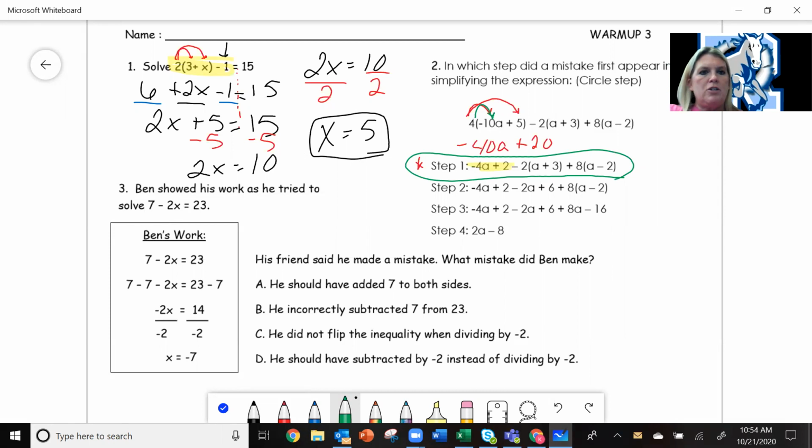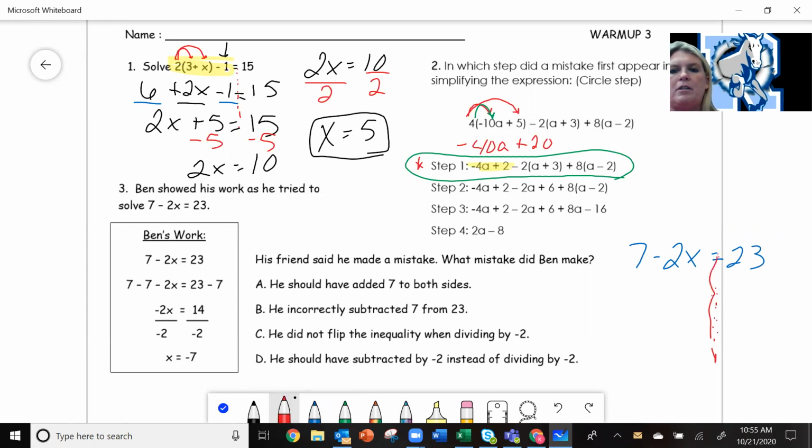Number 3 said Ben showed his work as he tried to solve 7 minus 2x equals 23. He made a mistake somewhere. His friend said he made a mistake. What mistake did Ben make? Well, if I were you and this was my problem, I would rewrite it over to the side. 7 minus 2x equals 23. And I would solve this myself and then compare.